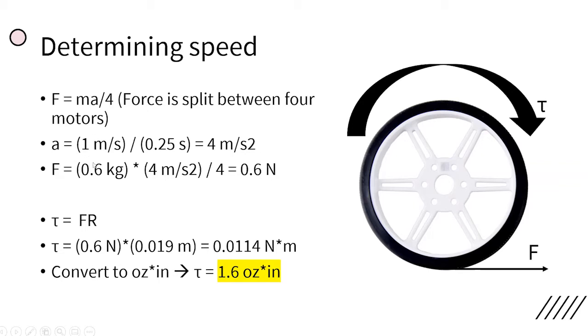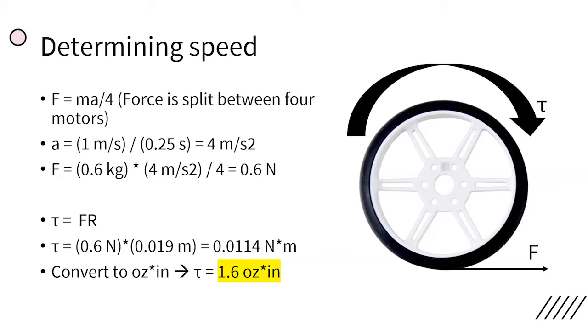So from the problem statement, we found the acceleration. We know that we want to get to 1 meter per second in 0.25 seconds, so it's going to be an acceleration of 4 meters per second squared. And that is going to correspond to a force of 0.6 newtons. Then looking at the equation for torque, torque in general is just going to be F, the force, times the radius. So we can find that the torque is going to be 0.0114 Newton meters.